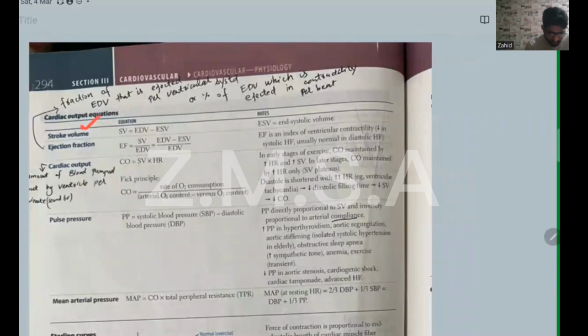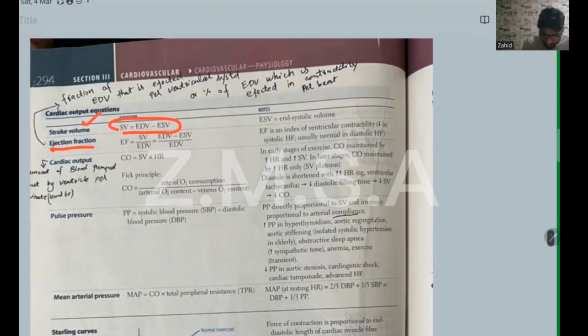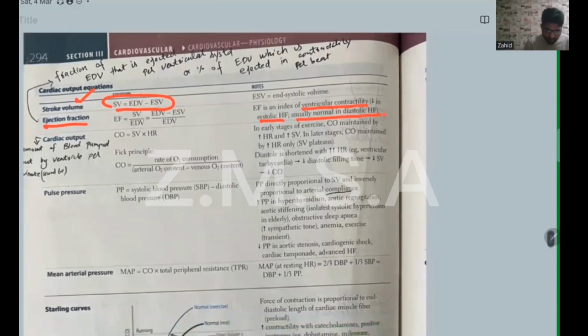Stroke volume formula: stroke volume is equal to end diastolic volume minus end systolic volume. Ejection fraction is equal to stroke volume divided by end diastolic volume, which is equal to end diastolic volume minus end systolic volume, divided by end diastolic volume. So, ejection fraction is an index of ventricular contractility, decreased in systolic heart failure, usually normal in diastolic heart failure. Cardiac output is equal to stroke volume multiplied by heart rate, already discussed.